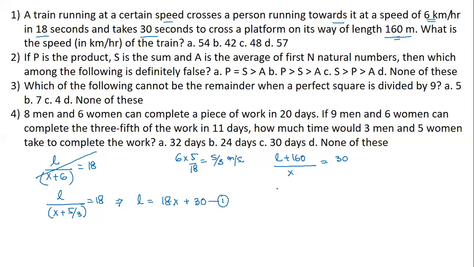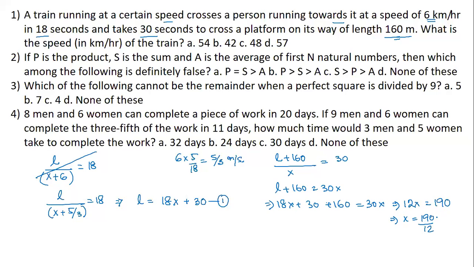So this is becoming L plus 160 is equal to 30x, correct? And L, I know that 18x plus 30 should be equal to 160 plus 30x. So from here I get that 12x is equal to 190, right? And x is equal to 190 by 12.